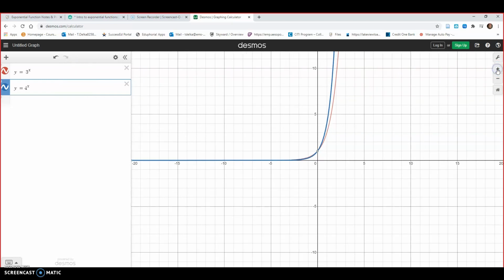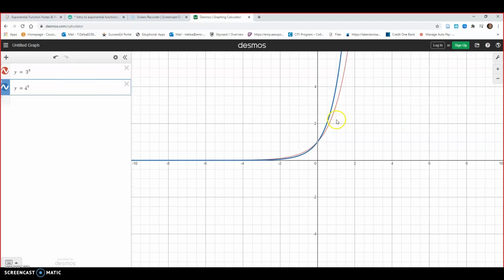So now I'm going to zoom in. And you can see just a slight difference from red to blue. Red, the line is a little more wide, and as it goes up, blue, you can see it's a little steeper. It's going up faster than red.